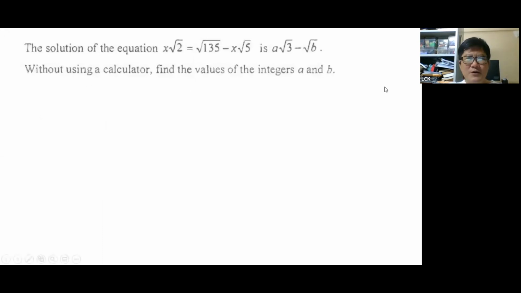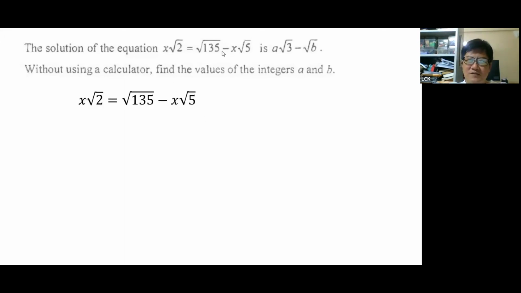This looks very blurred because I snipped it. All right, I used the Windows snip to snip from an exam paper. So this is an exam question, and I snipped it out for you. The solution of the equation is a square root 3 minus square root of b. Without using a calculator, no calculator at all, hands off the calculator, find the values of the integers a and b. Find the value of a here and the value of b here.